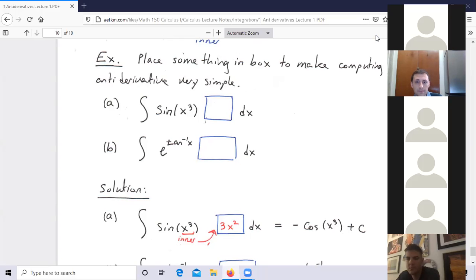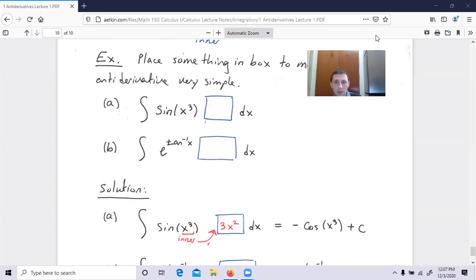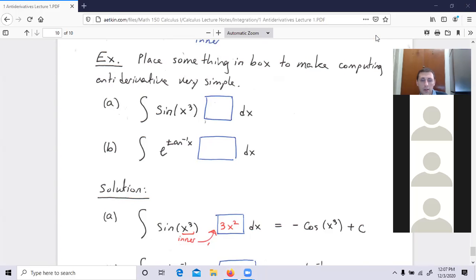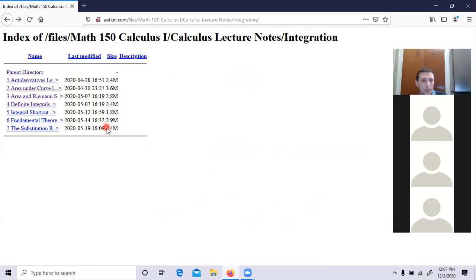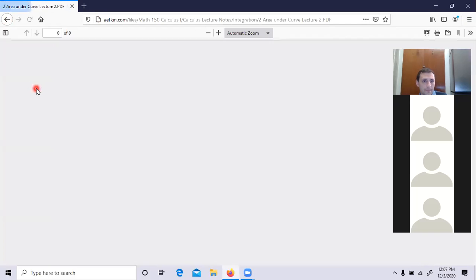Very good, Muhammad. So for B, I place 1 over 1 plus x squared, and then the integral becomes e to the tangent inverse of x, plus c, sorry. Okay.